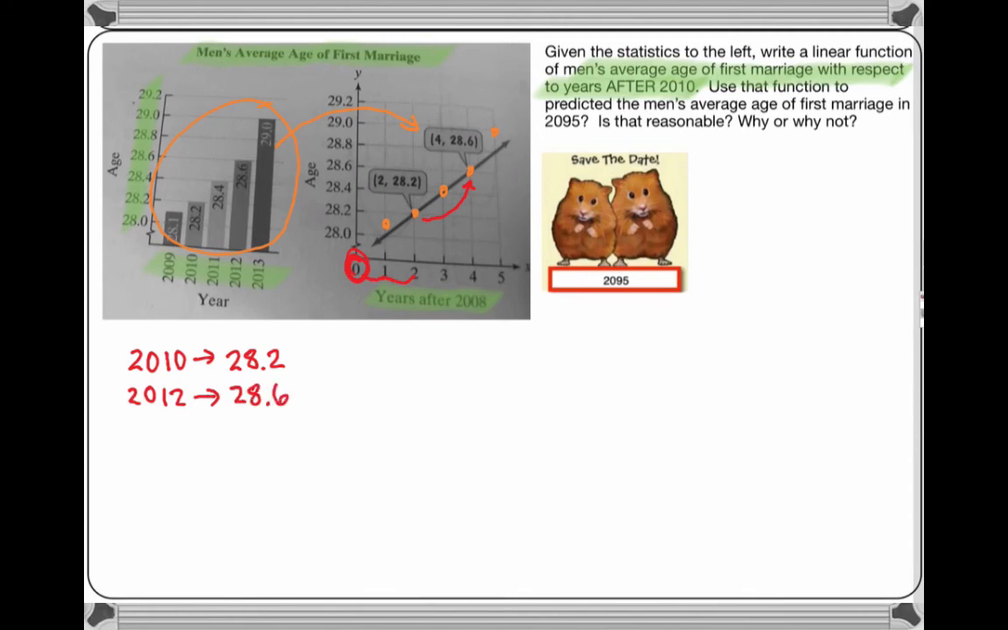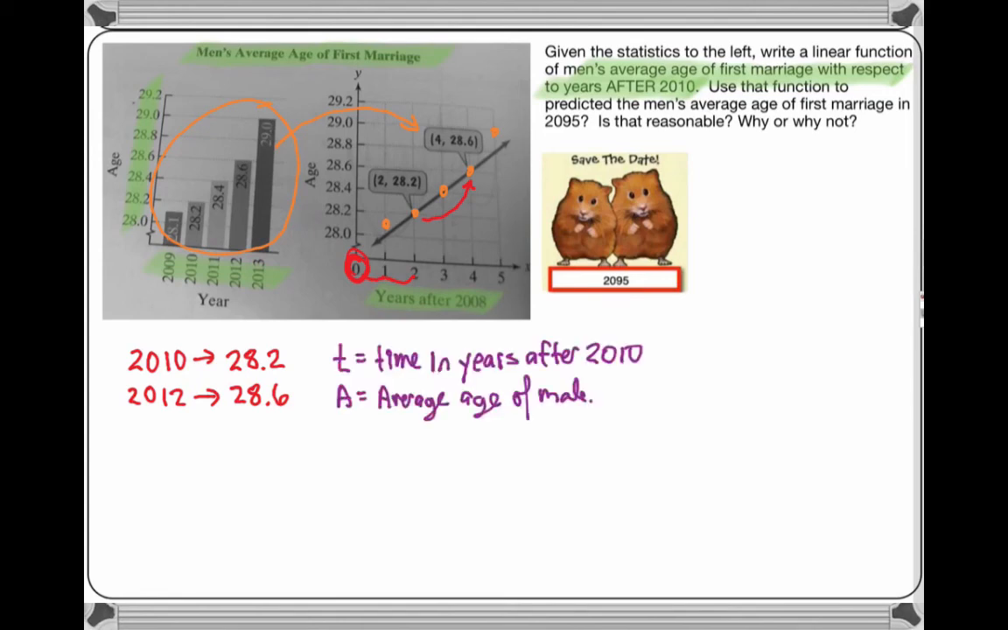Okay, so those are our numbers, and let's go ahead and find the slope like we did in the last example. Let's build the equation, define our variables, and all that other good stuff. So let's start off with defining the variables. I defined t, which is going to be this axis right here, the x-axis, as time in years after 2010, and then the y-axis is just going to be the average age of the male getting married. And so therefore, let's find our slope using those 2 points.